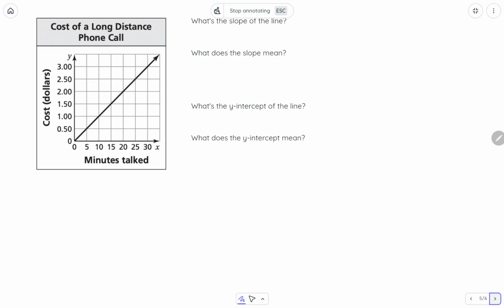So this question looks like you have a graph of a line, and it says this is the cost of a long distance phone call. Y'all don't even know what that means, but back in the day we used to have to pay to talk on the phone. And it looks like it's comparing the variables of the cost in dollars and the minutes talked. So you paid more depending on how many minutes you spoke on the phone.